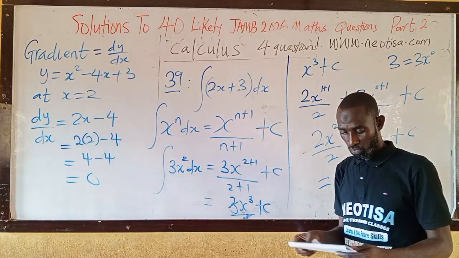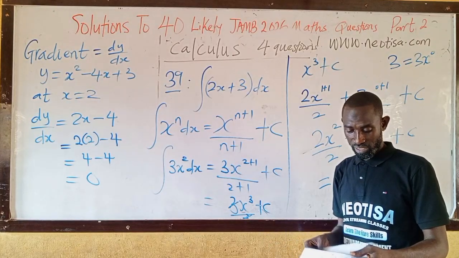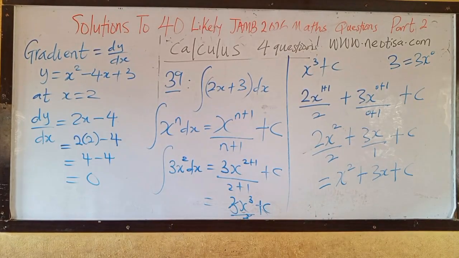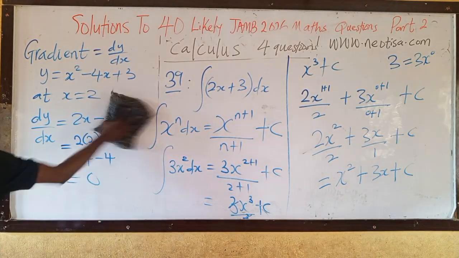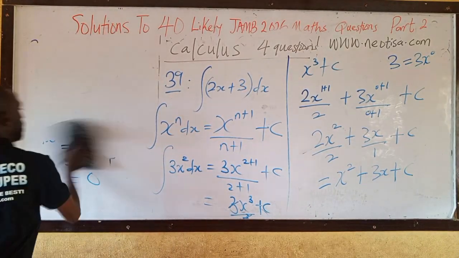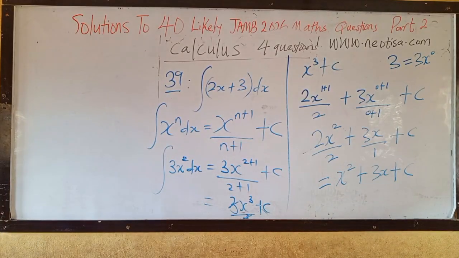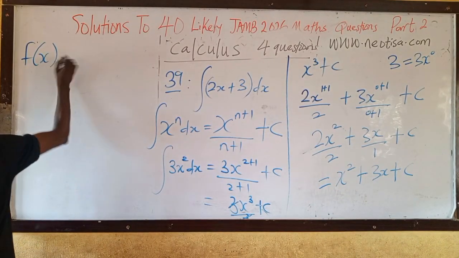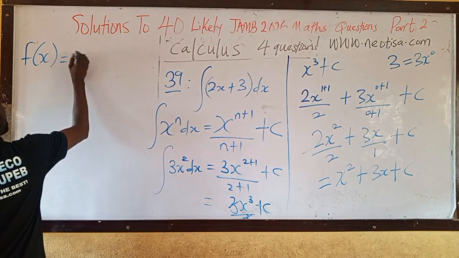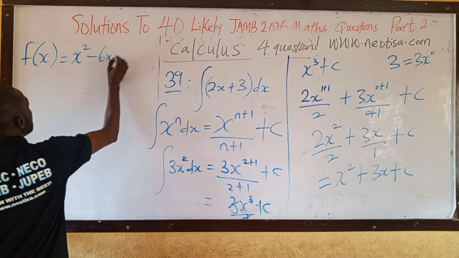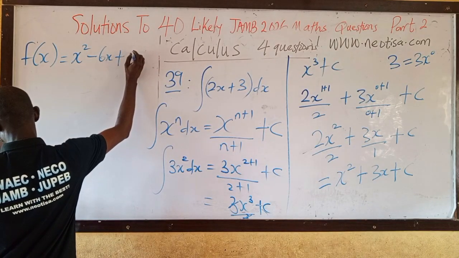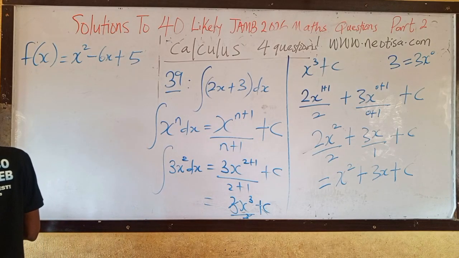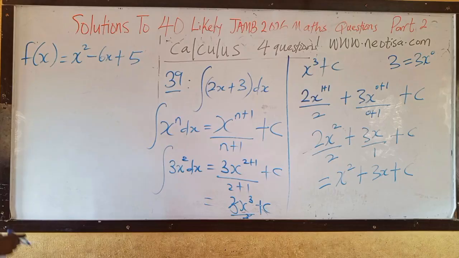Then the last one, which is question number 40. We are given f of x. So let me write this one up. We are given f of x equals x squared minus 6x plus 5, has a minimum at x equals what?